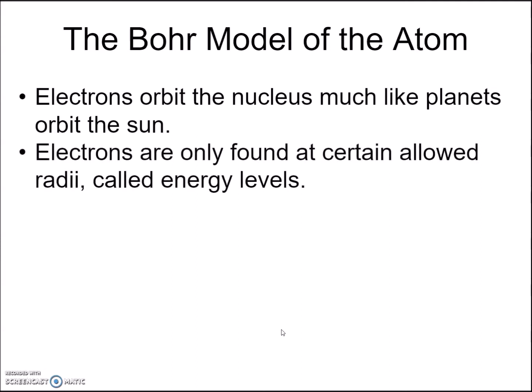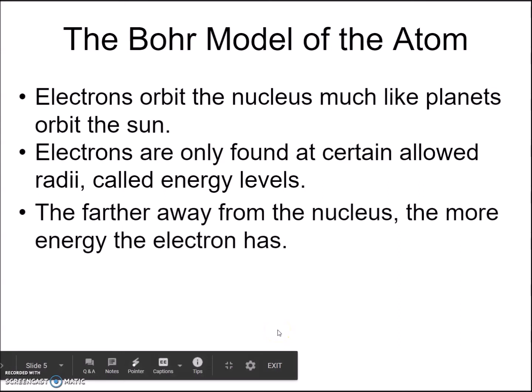The electrons are only found at certain allowed radii, or radiuses plural, called energy levels. Just like the Earth has an orbit or a revolution path around the sun, and the Earth isn't going to just go anywhere. It's not going to collide with Mars or Jupiter. It has a certain orbit. Well, electrons do that too, according to the Bohr model.